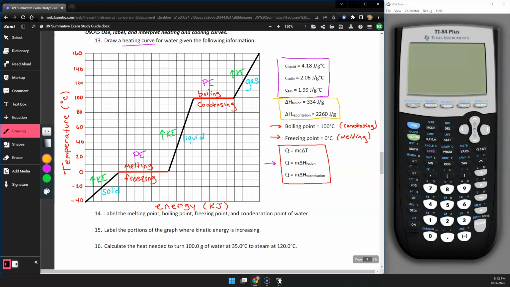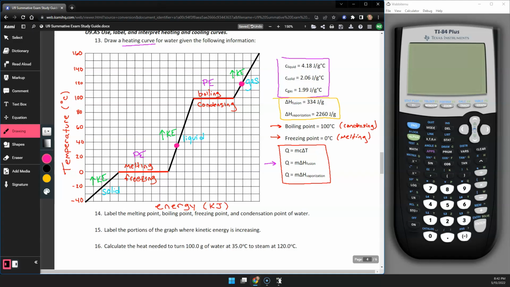16 says calculate the heat needed to turn 100 grams of water at 35 degrees Celsius to steam at 120 degrees Celsius. All right, so let's plot those points on our graph. So 35 degrees Celsius is right about, let's use a different color. What haven't we used yet? How about hot pink? So here's 30, 35, right about there. And we want to go to 120 degrees.